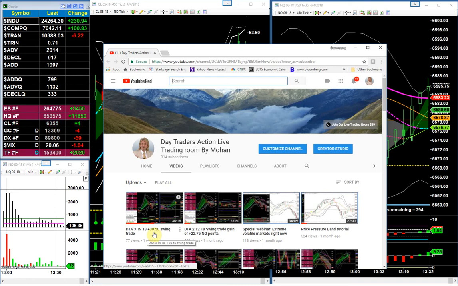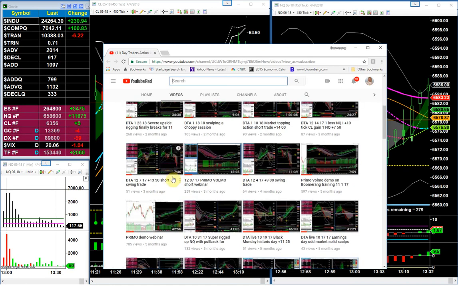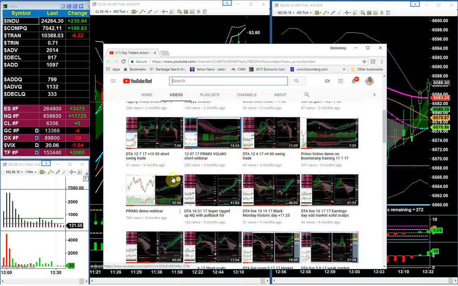points. Swing trade. Here's one on 2/12 for 22.75 NASDAQ swing points. And there's a bunch of them in here. Some short-term ones, 14 points. We have our standard 3 to 8 point type trade scalps that we do every day. Stuff like that. But if you cruise through the library, you will see a lot of stuff.